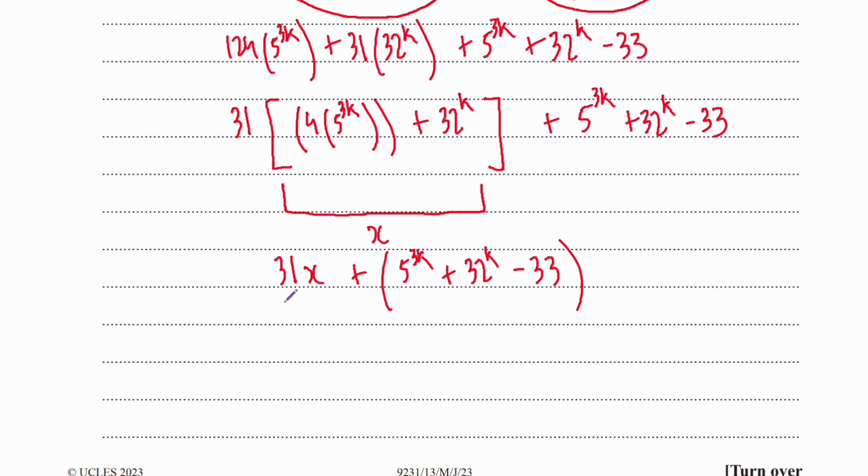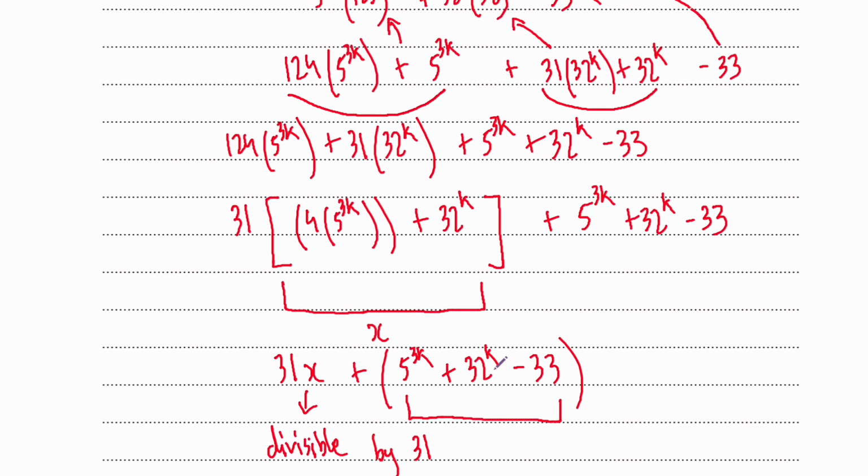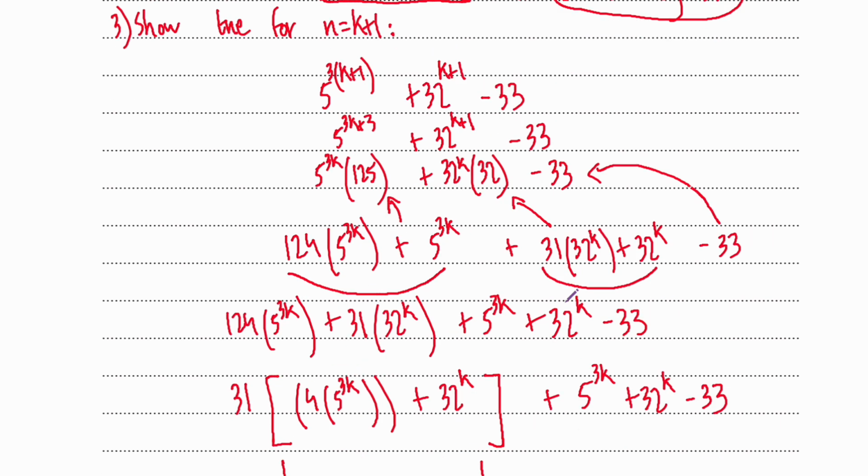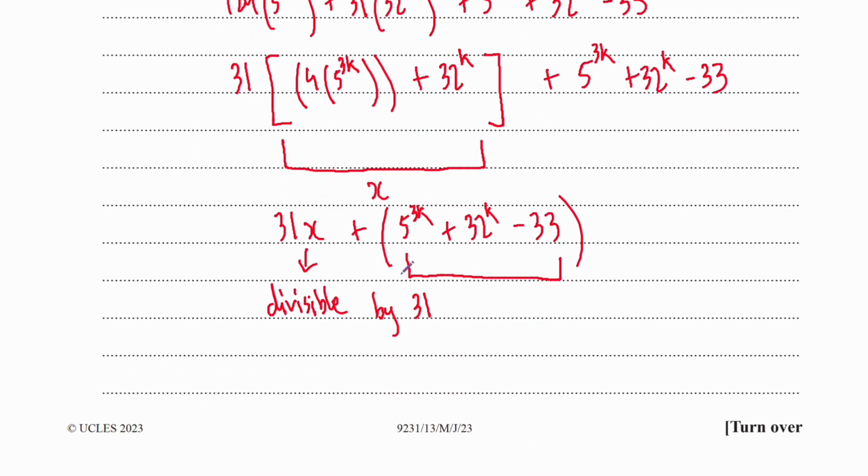Okay, so what's happened here? This is divisible by 31. Of course it is, because it's 31 times something. And this right here, what is all of this? Well, all of this, 5 to the power 3k plus 32 to the power k minus 33, is this right here. And what did we say? We assumed that it is divisible by 31. So according to our assumption, this is all divisible by 31, so this is also divisible by 31.